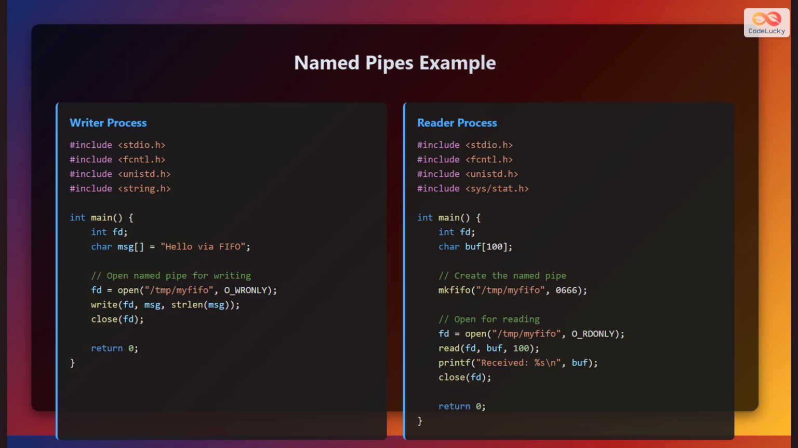On the other hand, the reader process code also includes standard header files, along with sys/stat.h for file status operations. It declares an integer variable fd for the file descriptor and a character array buff of size 100 to store the received message. The process first creates the named pipe /tmp/myfifo with permission 0666 using the mkfifo function. It then opens the named pipe for reading only using the open function. After opening, it reads up to 100 bytes from the file descriptor into the buffer using the read function. It prints the received message to the console using printf. Finally, it closes the file descriptor using the close function to complete the reading process.